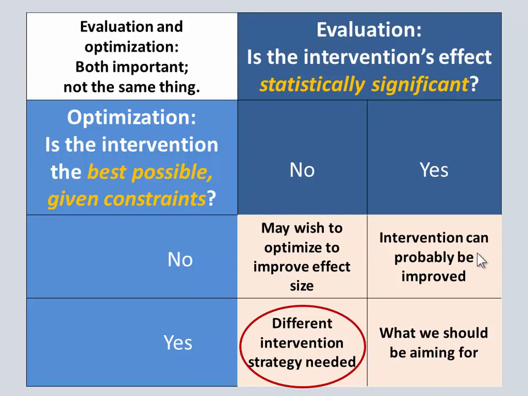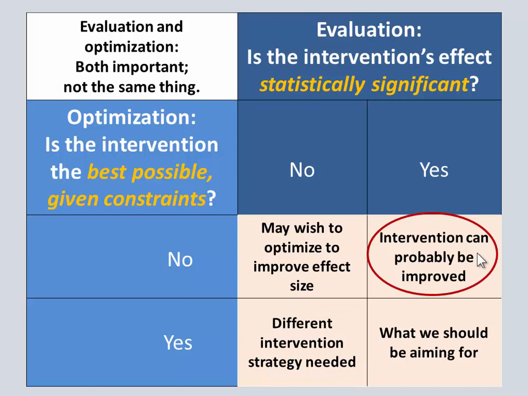Now, think of the constraint on 30 minutes to deliver an intervention. It could be that given the components you're working with, maybe there isn't a way to get an effective intervention that takes less than 30 minutes to deliver. So sometimes that happens. And then you might want a different intervention strategy. Or you might want to change the criterion.